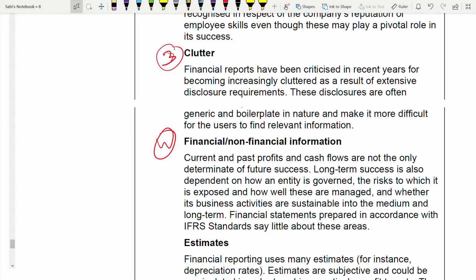Understood? What are the risks that you are exposed to? How are you managing this risk? Is it explained through your statement of financial position? Can you understand? No.